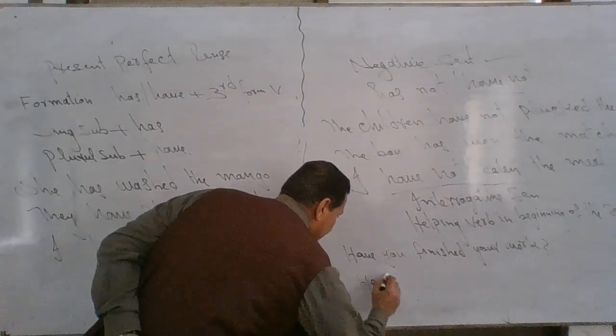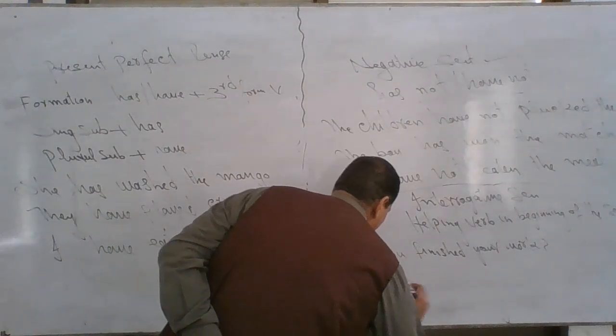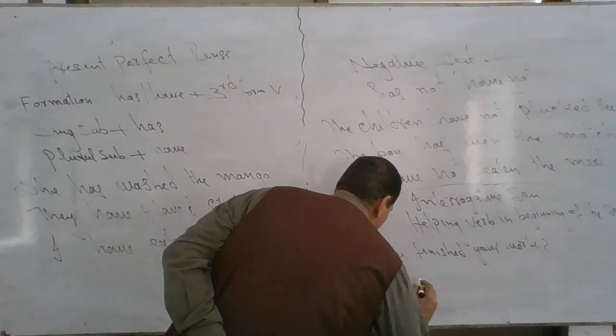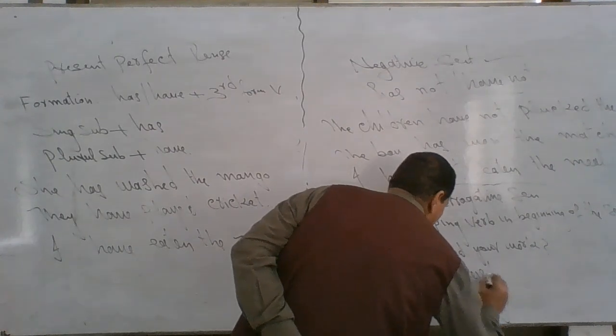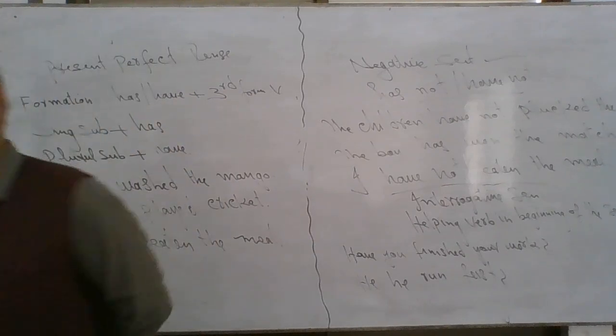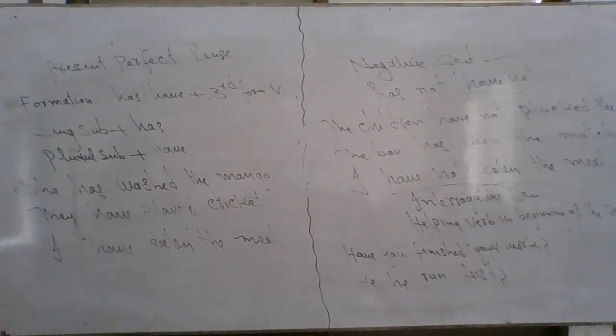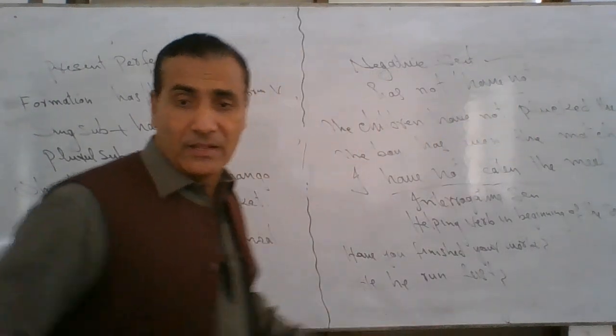Has he run fast? Question mark. Has he run fast? Run, that is the third form of run. Any first form and third form, they are the same. Now, that is also clear to you. Present perfect tense.